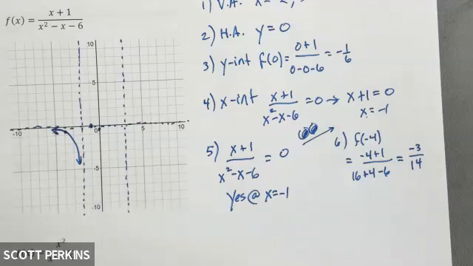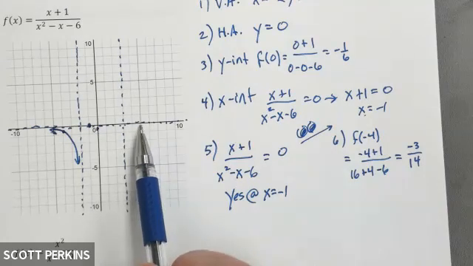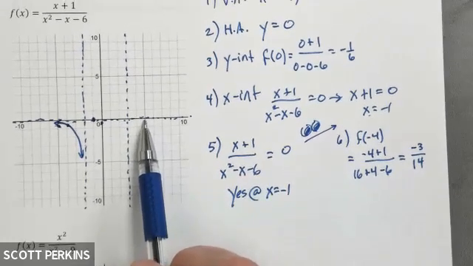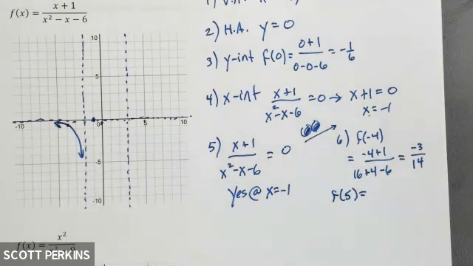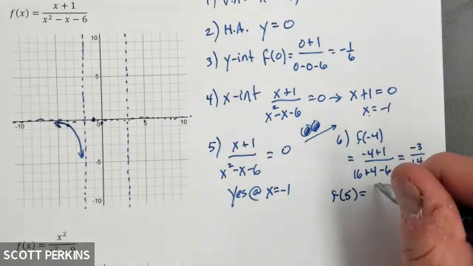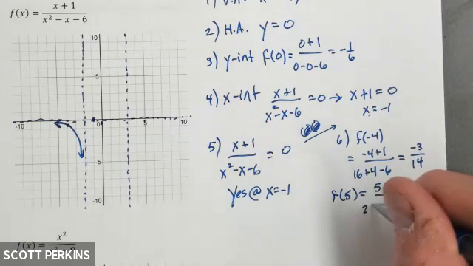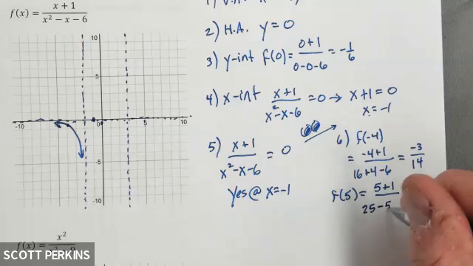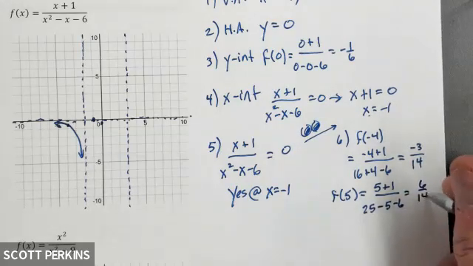I'm going to skip the middle part. We're going to go over on the right part. I'm going to pick a point over here. I'm going to pick the point 5. Again, no secret reason. So the function value at 5, the top is going to be 5 plus 1. In the bottom, I've got 5 squared is 25 minus 5 minus 6. So that's 6 over 14.